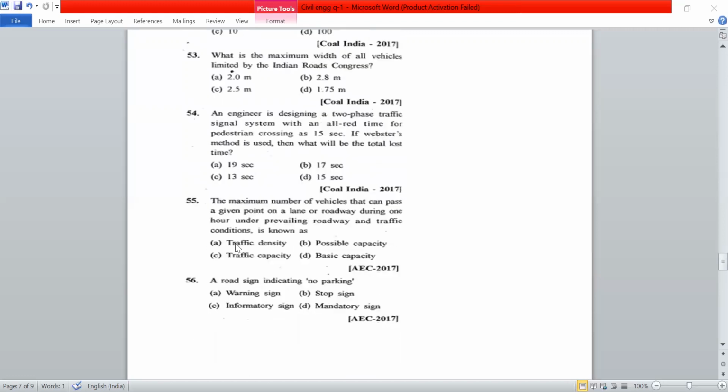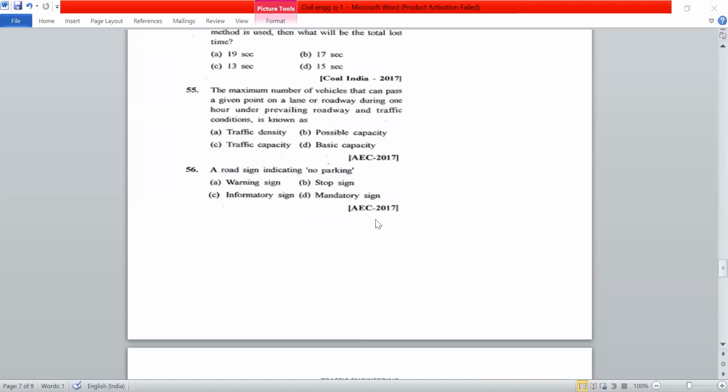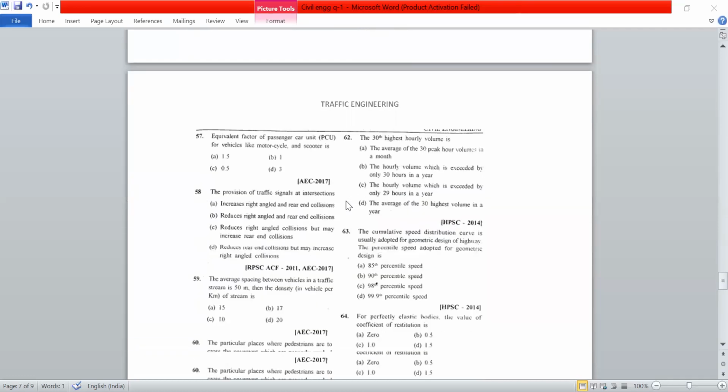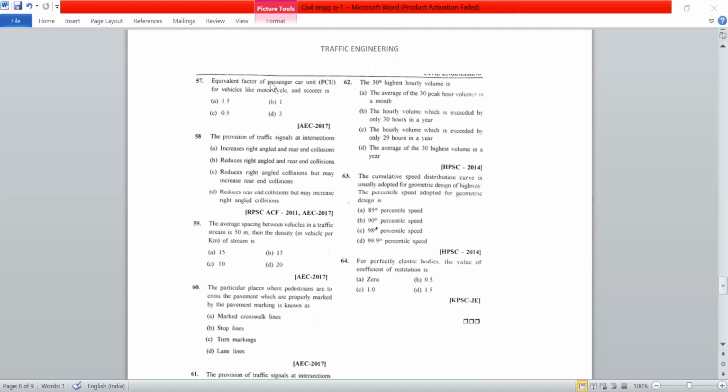The maximum number of vehicles that can pass a given point on a lane or roadway during 1 hour under prevailing roadway and traffic conditions is known as possible capacity. A road sign indicating no parking is a mandatory sign. Equivalent factor for passenger car unit for vehicles like motorcycle and scooter is 0.5. The provision of traffic signals at intersection reduces right angled collisions but may increase rear end collisions.